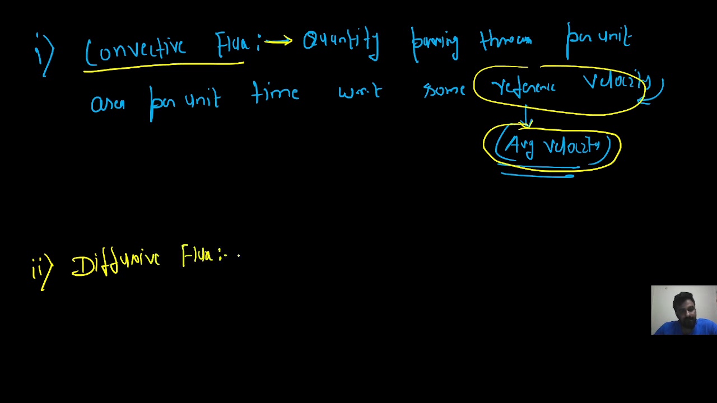The concepts of average velocity and molar average velocity I have already described in the earlier slide. Here I am going to define the diffusive flux. How can you define it? It is the quantity passing through per unit area per unit time due to diffusion, or due to the concentration difference. Let's try to understand.